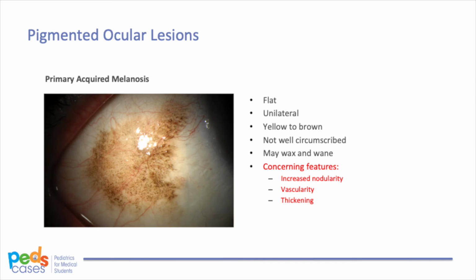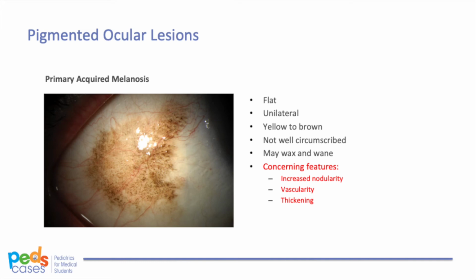Primary acquired melanosis is most common in fair-skinned, middle-aged or older patients, and very uncommon in young patients. It appears as a flat, unilateral patch of yellow to brown pigment. On exam, they are flat, diffuse, and not well circumscribed. Typically, they are unilateral and may have a waxing and waning nature of their size and pigment.